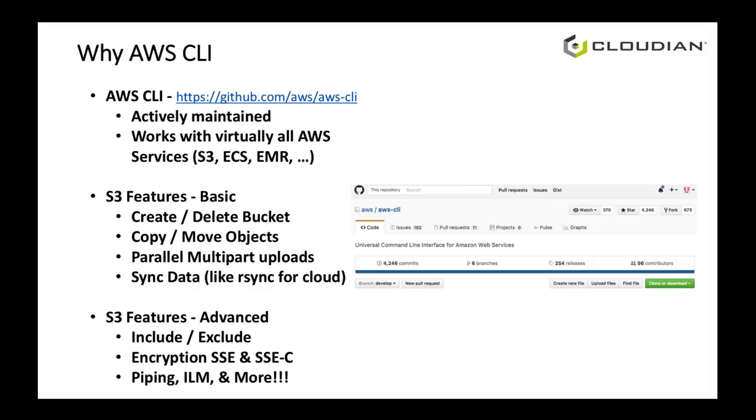So why the AWS CLI? There are multiple CLIs out there that work with S3. In fact, probably the most famous one is S3 Command or S3 CMD. But the reason that we are highlighting and working with AWS CLI is that it's definitely the most actively maintained. If you look at my screenshot on the right there of GitHub, you can see that there have been 254 releases. It's updated constantly. It works with all of the AWS services.